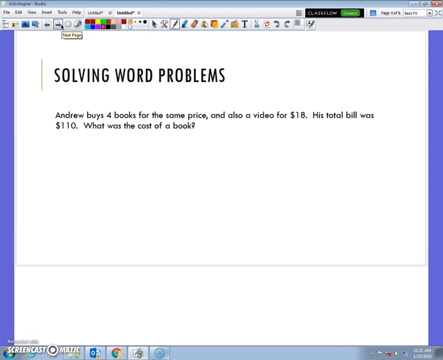In this problem, it says Andrew buys 4 books for the same price and also a video for $18. His total bill was $110. What was the cost of a book? Once again, his total bill is important. We want to know our variable, x or n or whatever you want to say, is going to be the cost of a book.